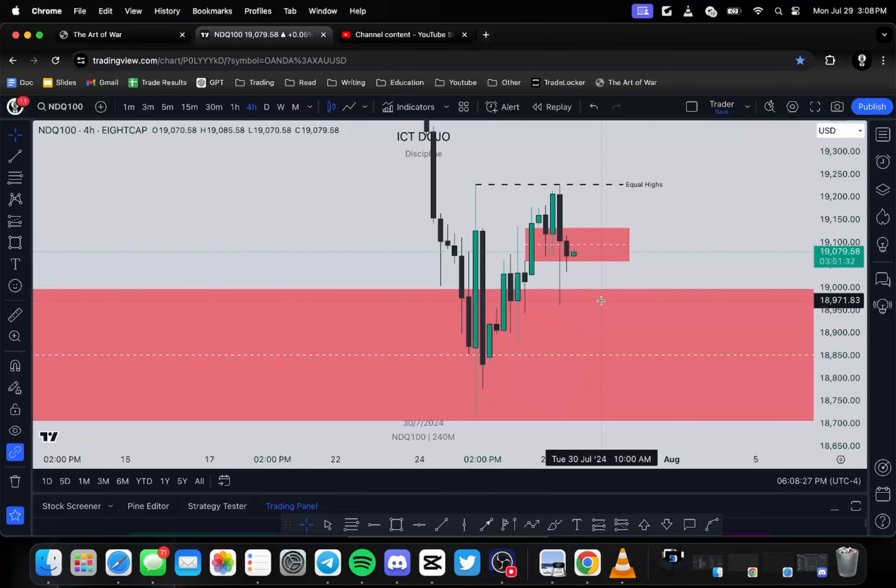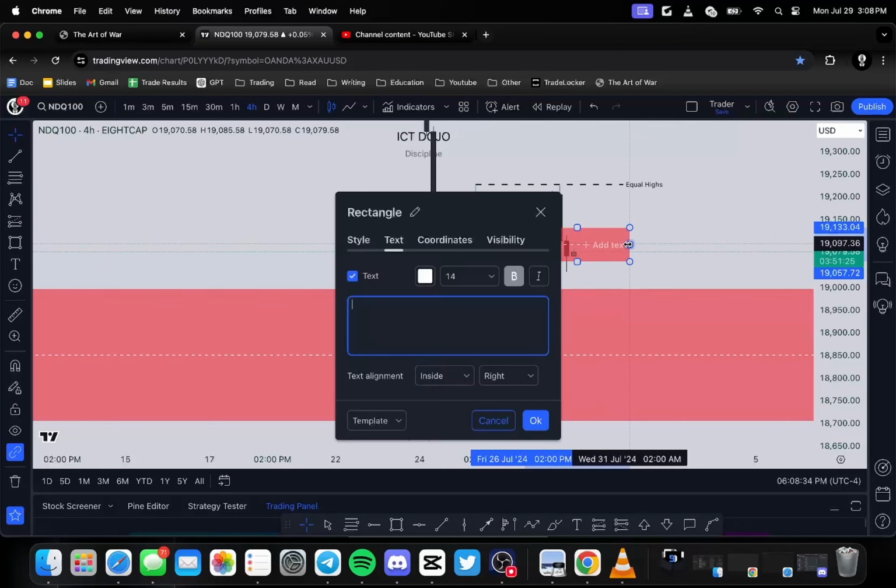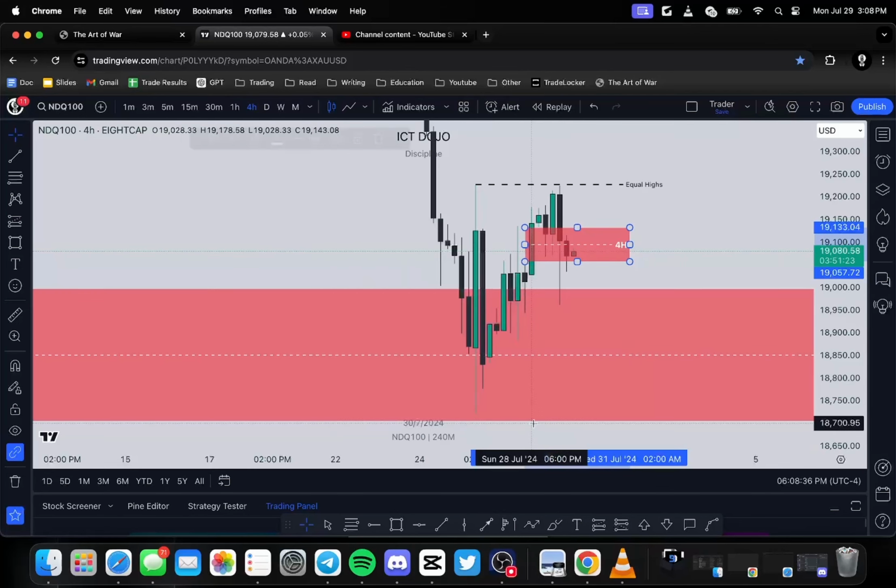We already tapped into this fair value gap again. We are respecting these order blocks and this 4-hour fair value gap here. So what I want you to do is just to mark these out for NASDAQ and aim for these equal highs. That's all that you have to aim for.